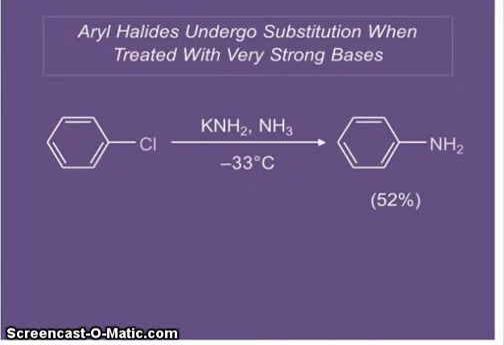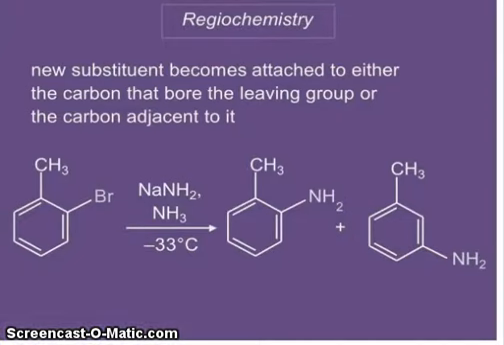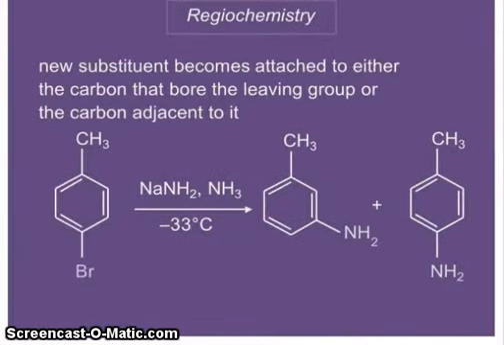Now friends, aryl halide undergoes substitution when treated with a very strong base. New substituents become attached to either the carbon that bore the leaving group or the carbon adjacent to it. NaNH2, ammonia, minus 33 degrees Celsius. It gives products at the 2 position and 3 position.